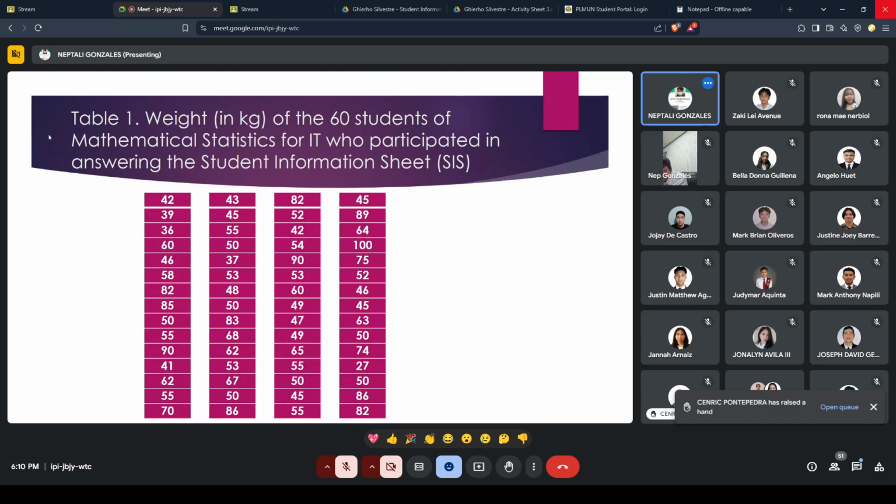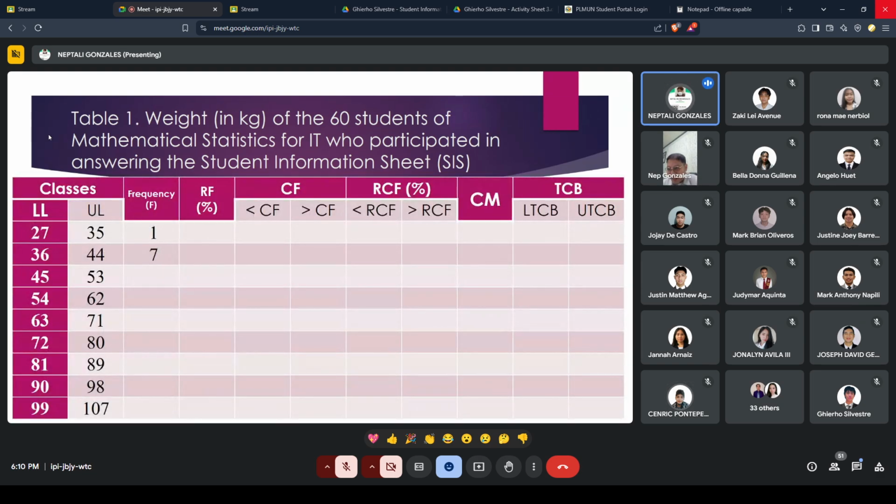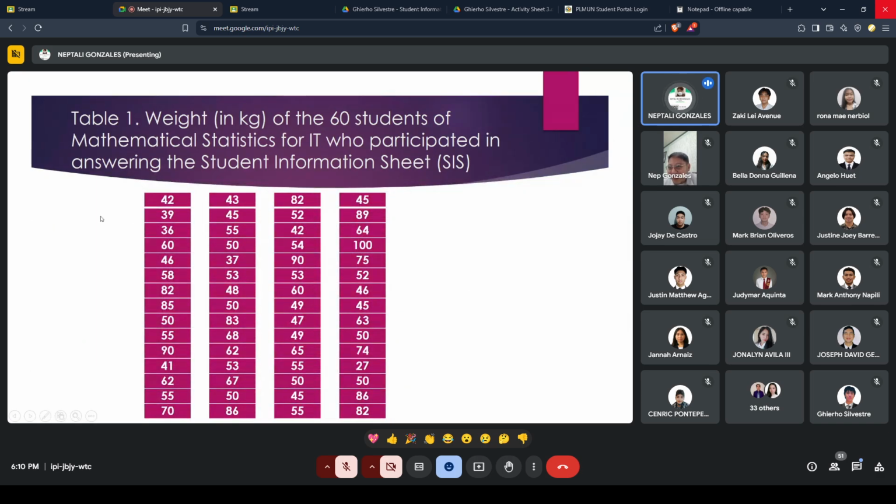Senric, 4 po, sir. According to the count of Senric, 36 to 44, 4, but there are 7. From 36 to 44, there are 7. So 1, 2, 3, 4, 5, 6, 7. 36 to 44, there are only 7.